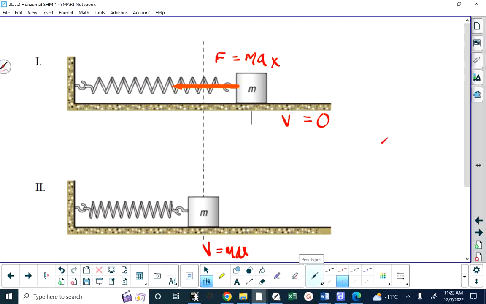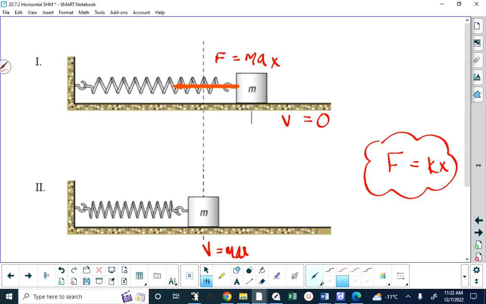The reason is the force is all tied up in this equation. I'm going to neglect the negative for this explanation. The force is all tied up in F equals kx. And since that point in diagram 1 is where the mass stops, that means it's where it's got the biggest displacement. So the force will be biggest.